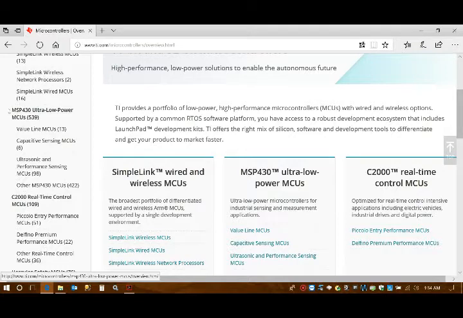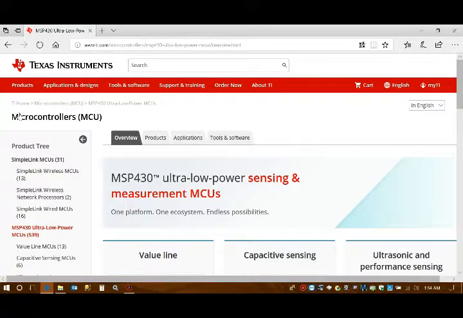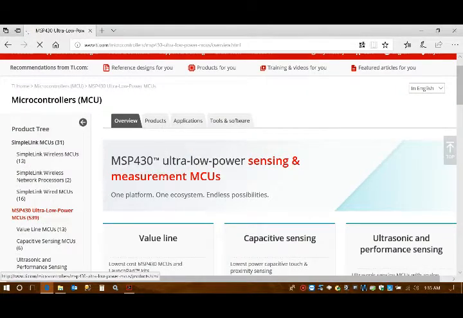Then you come down, you have the MSP430 ultra low power MCUs. That is where we are concentrating. Under MCU ultra low power, before clicking, let me tell you, you have the value line MCUs, 13 in quantity. You have capacitive sensing MCUs, 6 in quantity. You have ultrasonic and performance sensing MCUs, 98 in quantity, and other MSP430 MCUs, 422. So let me go into all the 430 MCUs, and you can have the product list over here.